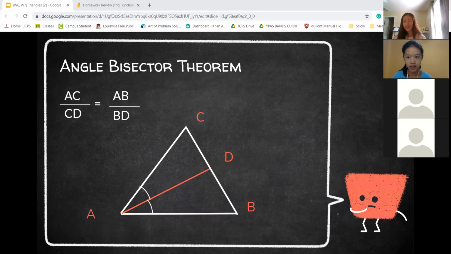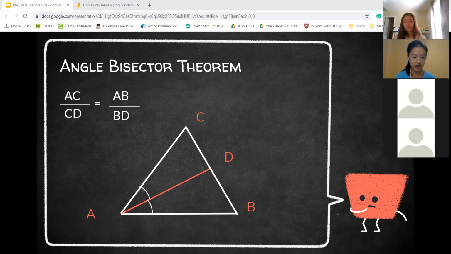Okay. There's a special theorem about angle bisectors called the angle bisector theorem. This tells us the relationship between the side lengths of a triangle that has been bisected, because the angle bisector doesn't divide the other side in half. It just divides the angle in half, which doesn't necessarily divide the other side in half. The angle bisector theorem tells us that in this triangle, if angle A has been bisected, then the length of AC divided by the length of CD is equal to the length of AB divided by the length of BD.